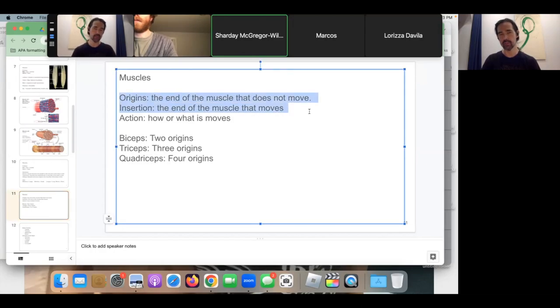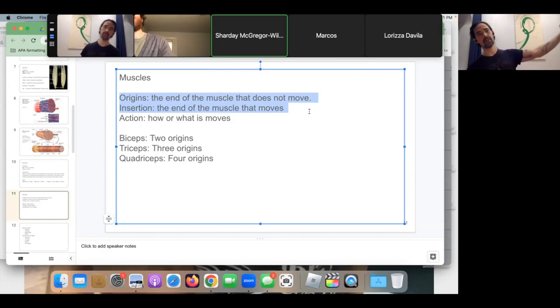Origin and insertion is always a little confusing for me, but a good definition is that the origin does not move, and the insertion is the end of the muscle that moves. For the biceps brachii, for example, this is a great example of a muscle where origin and insertion are a little confusing, because it originates here, but the biceps muscle does do a little bit of flexion, right? But its main function is to move the forearm. So this is the end that moves, and this is the end that doesn't move. So it's origin and insertion.